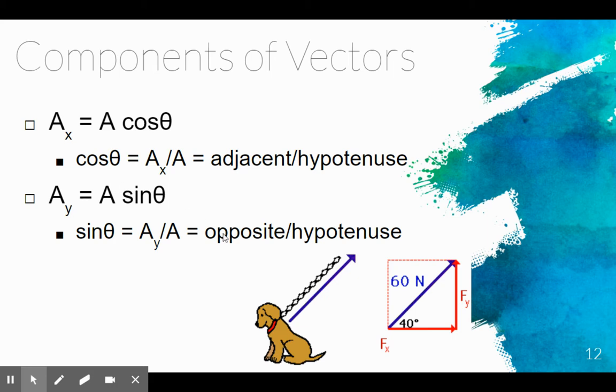So of course, when we add vectors, we have two vectors we're adding. So we would have one vector we would call the a vector, and we would use these formulas. And we would have our second vector that we would call our b vector, and we'd use these exact same formulas, but we'd say bx equals b cosine theta and by equals b sine theta.